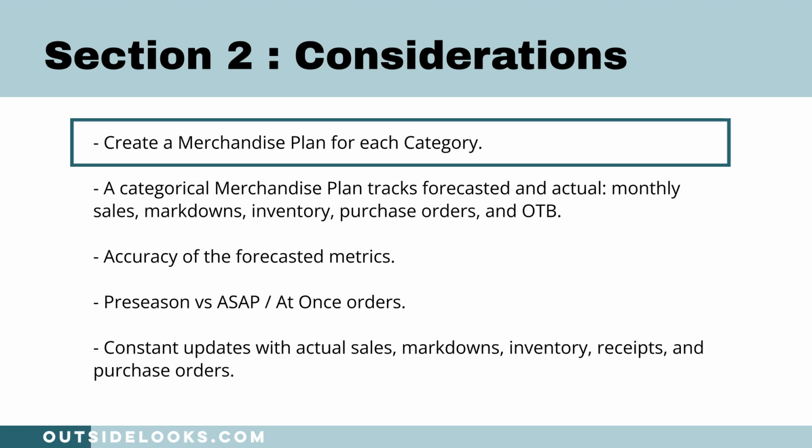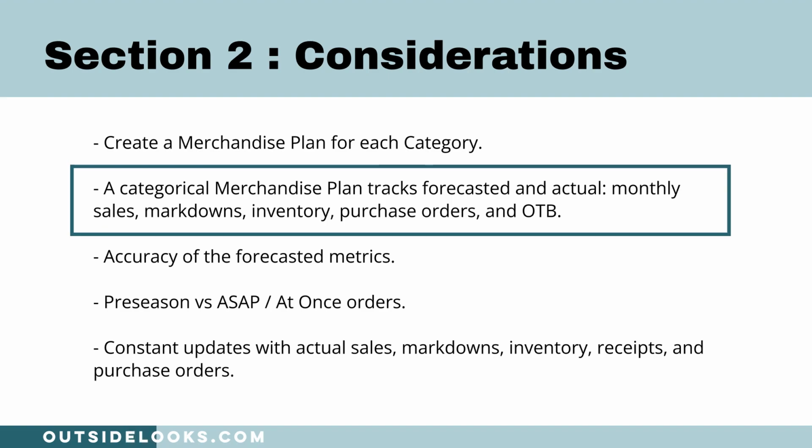And each category needs to be presented as its own little profit center, where we operate it like a P&L, like its own little business. Now we're really getting into the weeds. Merchandise plans are done on a monthly basis, and we're tracking both forecasted and actual and even historical values at retail for sales, markdowns, inventory, purchase orders, and open to buy. But the key thing is that we're planning it by month.